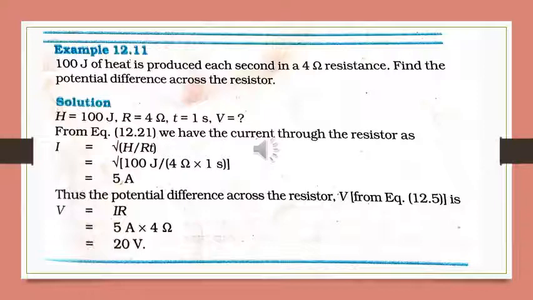So from the equation, I equals to square root of H by Rt. Substitute the value, you will get the answer I equals to 5 A. Thus the potential difference across the resistors V is equal to IR, that is 5 ampere into 4 ohms equals to 20 volt. So in this way, by using the different formula, you can calculate the required quantity.